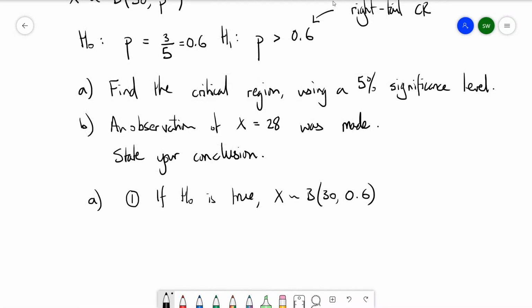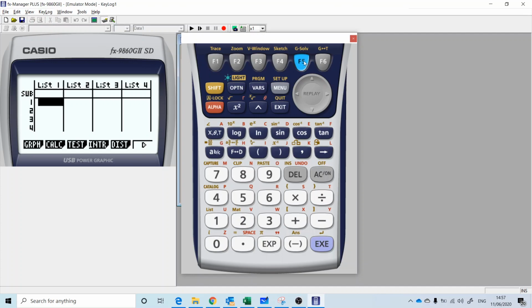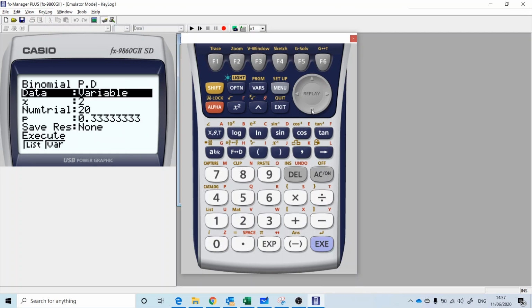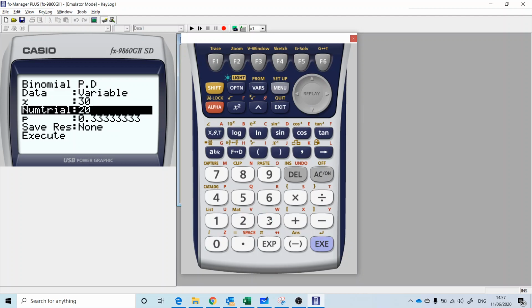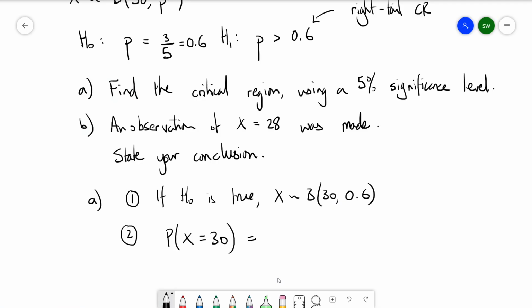So because it's a right tail critical region, we're going to start off with finding out what's the probability of x equaling 30. So having 30 successes out of the 30 trials. So we're going to go on distribution, binomial, PD, because we want a specific value of x. We want probability of x being 30. The number of trials is 30. And the probability if h0 is true is 0.6. So that's actually a really, really tiny probability.